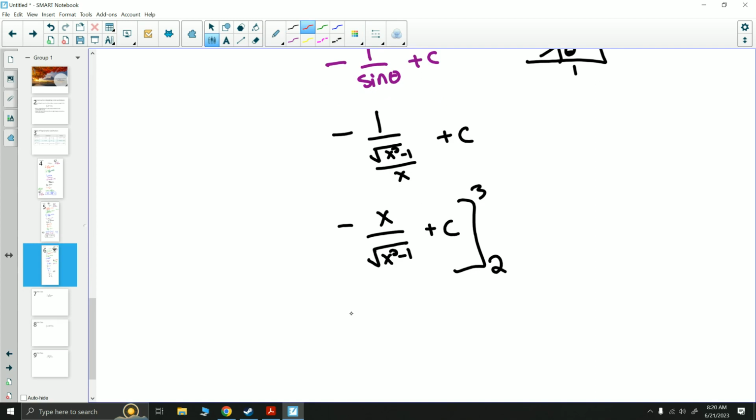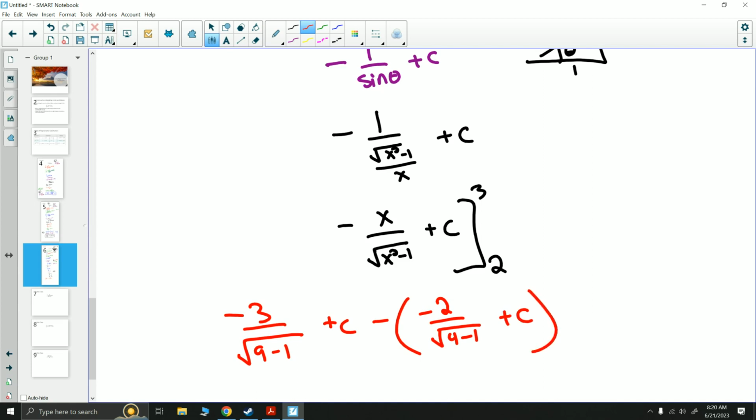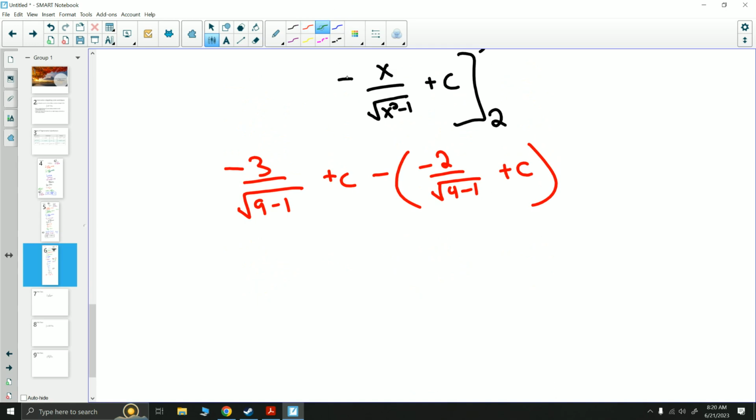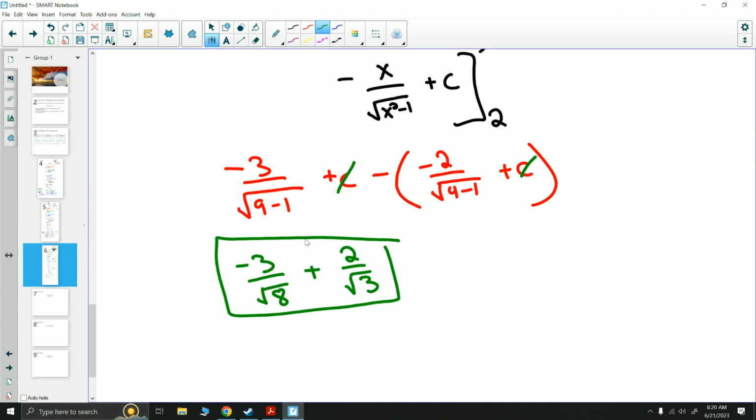All right, so we're plugging 3 in. We have negative 3 over the square root of 9 minus 1 plus c, minus, negative 2 over the square root of 4 minus 1 plus c. So the c's, of course, cancel, and I really don't need to write them, but I like to show them anyway. We have negative 3 over square root 8 plus 2 over square root 3. This would be our definite integral.